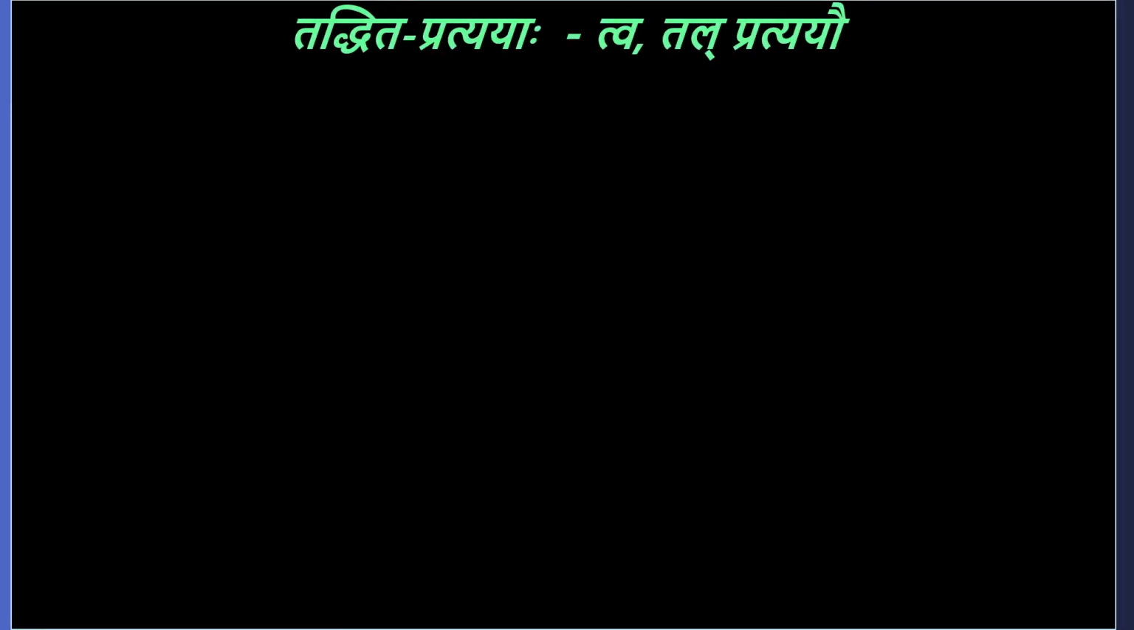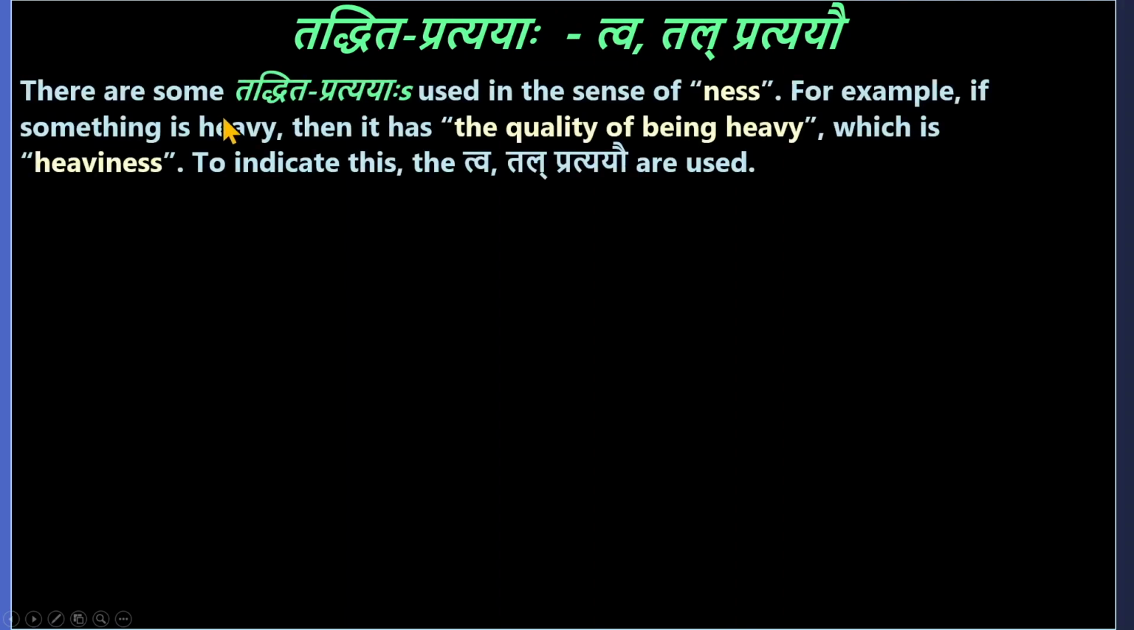We now look at two pratyayas, that is tva and tal pratyayas, which are also a form of taddhita pratyayas only. There are some taddhita pratyayas used in the sense of ness. For example, if something is heavy, then it has the quality of being heavy, which is heaviness. So heavy plus ness is heaviness. So this ness is told in the form of tva and tal pratyayas. To indicate this ness, the tva and tal pratyayas are used.